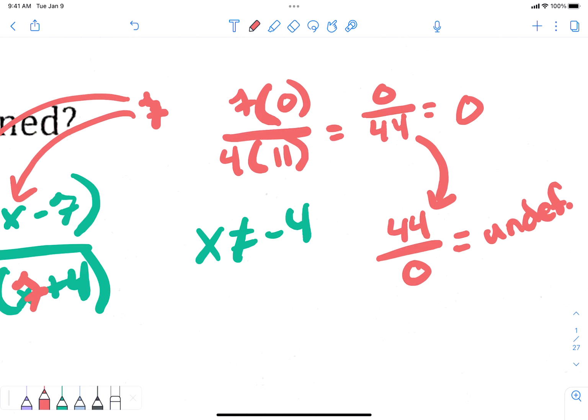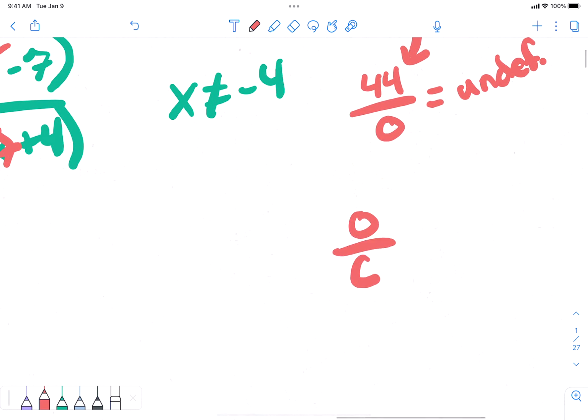My calc kids asked me this last period because they were unsure. What is 0 divided by 0? Is that 0 or is that undefined? It's undefined. Any number divided by 0, whether it's 0 itself or any other number, anything divided by 0 is undefined. Always. I have a poster up there, right in the middle. You see the circle with a line through it that says friends don't let friends divide by 0. Don't divide by 0 in my class.